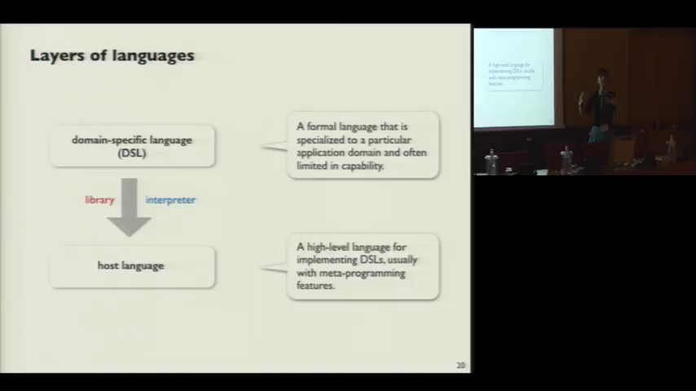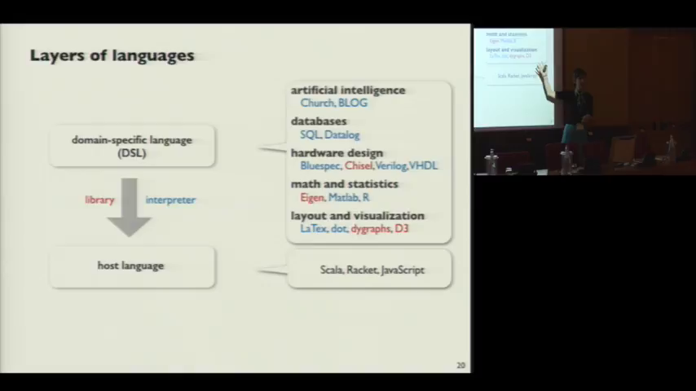Normally, we build DSLs by implementing them in a general purpose language, which we call a host language. This implementation process is called embedding, and there are two ways to do it. One is to write an interpreter, and the other one is to write a library or an API. You have seen, or most of you have probably used, some of the DSLs on the slide here, and same for these general purpose languages.